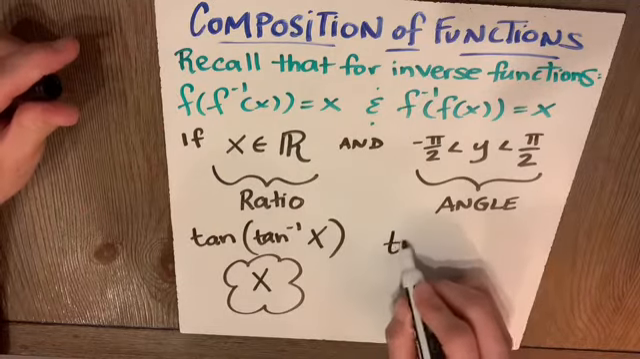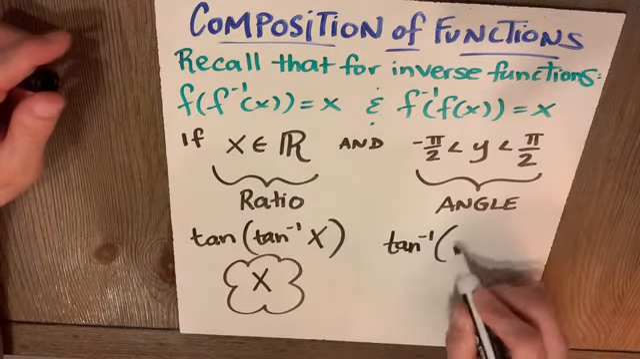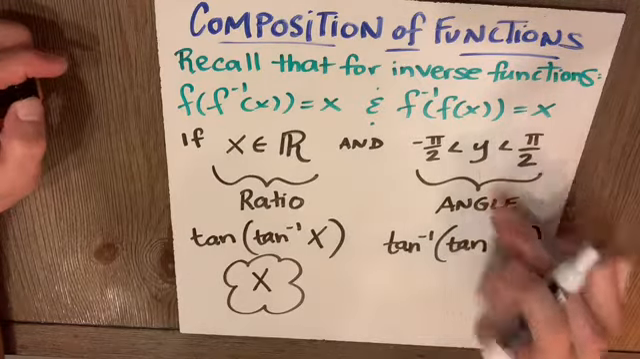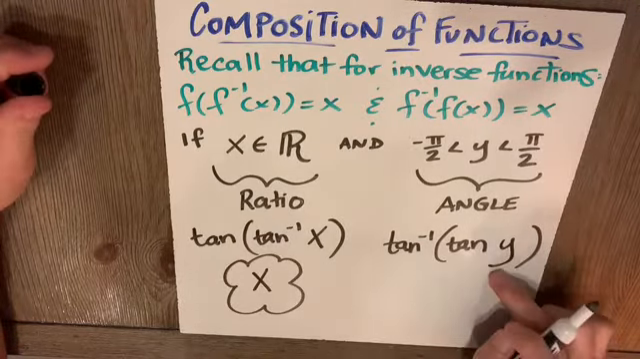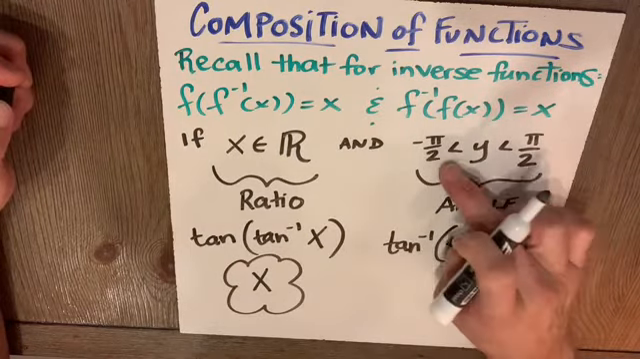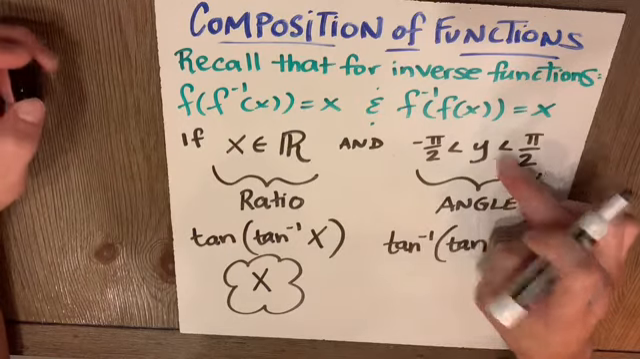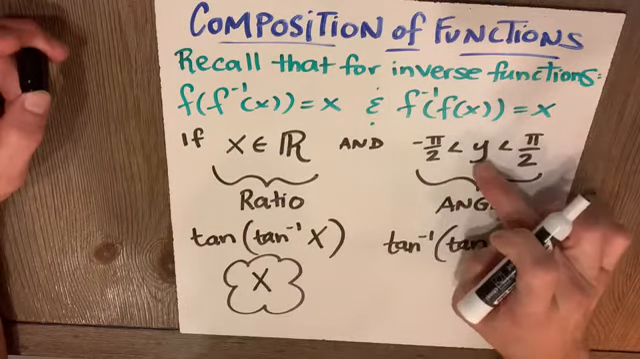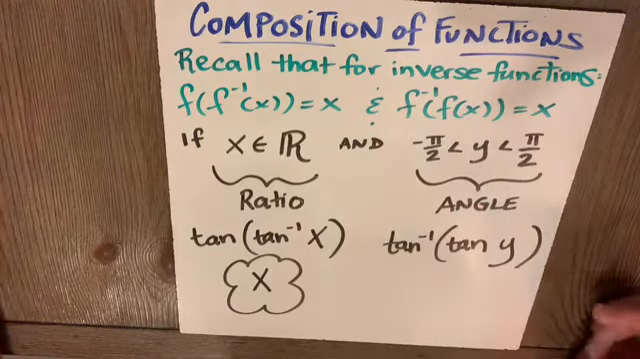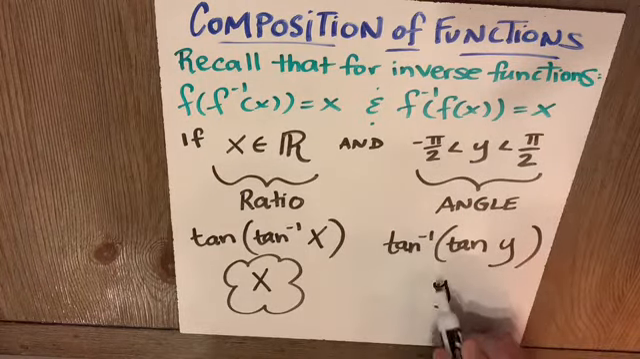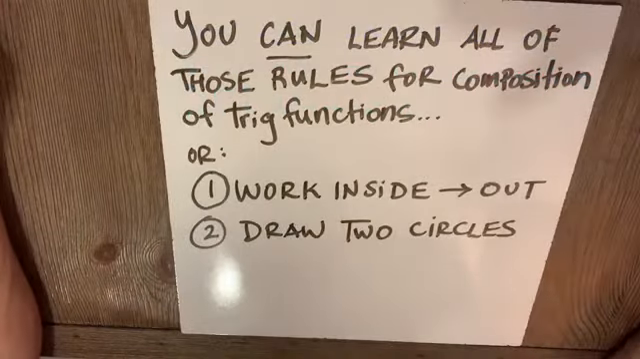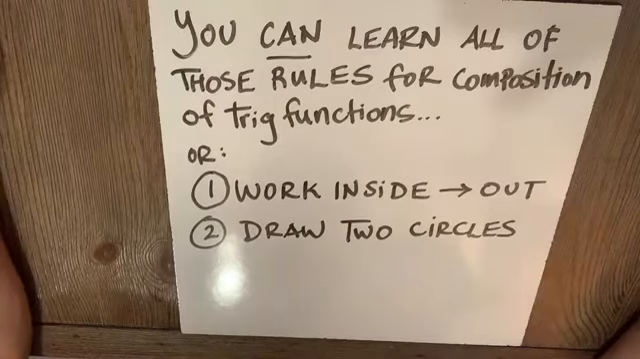What about inverse tangent of tangent of y? Well, we take tangent of an angle, and here our angle is y. As long as this y is between -pi/2 and pi/2, look, I have no greater than or equal to or less than or equal to sign. It's just y is greater than and y is less than. So I can't touch -pi/2 and pi/2. This simplifies to y.